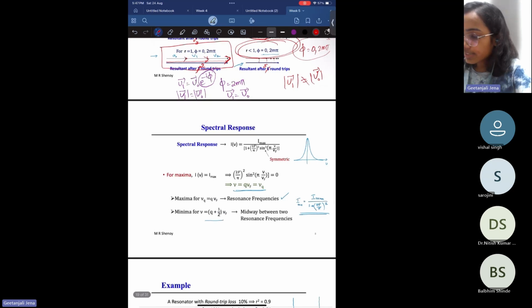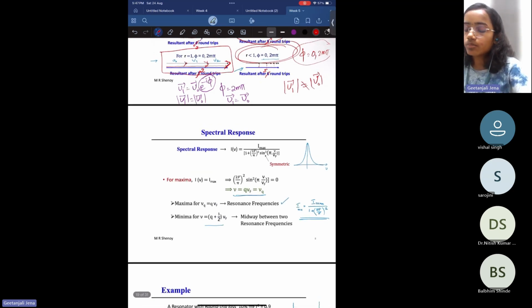Now let us quickly see what the spectral response looks like. This one is already derived in the previous slide, so I nu is written as this. It is a square function, which means you will see a symmetric spectral response. So there is a line width around this resonator frequency. To find the line width, we have to take the width at half maximum of the intensity.